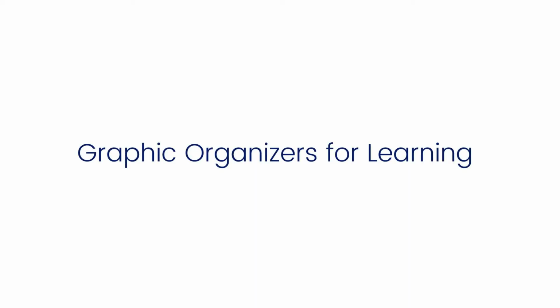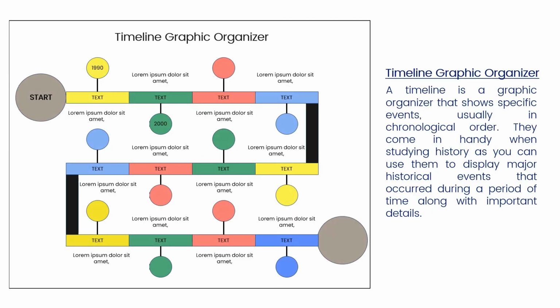Graphic organizers for learning. Timeline graphic organizer. A timeline is a graphic organizer that shows specific events, usually in chronological order. They come in handy when studying history, as you can use them to display major historical events that occurred during a period of time, along with important details.